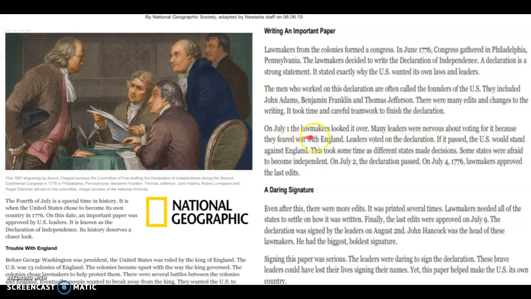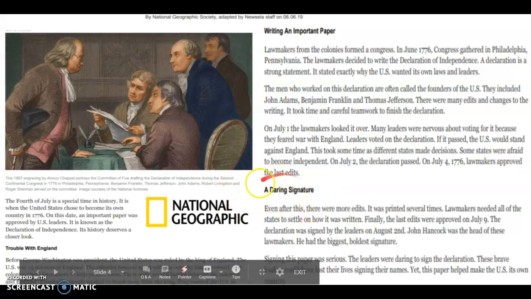On July 1st, the lawmakers looked it over. Many leaders were nervous about voting for it because they feared war with England. Leaders voted on the declaration. If it passed, the U.S. would stand against England. This took some time as different states made decisions. Some states were afraid to become independent. On July 2nd, the declaration passed. On July 4th, 1776, lawmakers approved the last edits.